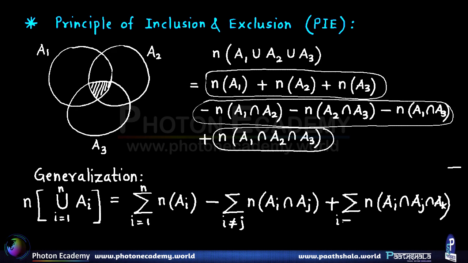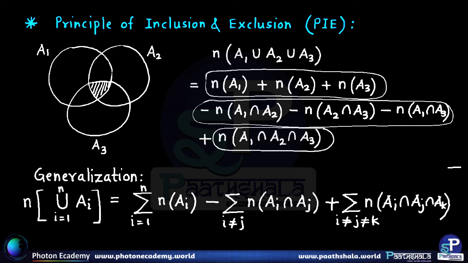where i is not equal to j and j is not equal to k. So i, j, k, all three must be different, and so on, till we go to the last intersection, that is the intersection of all the sets together. So that is how the principle of inclusion exclusion is to be used.